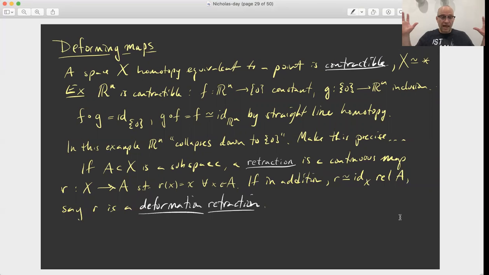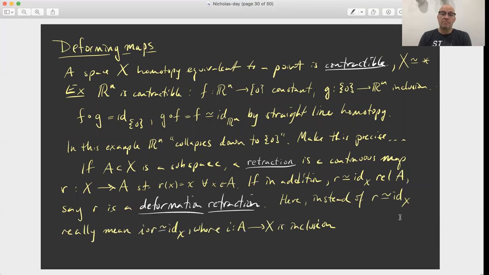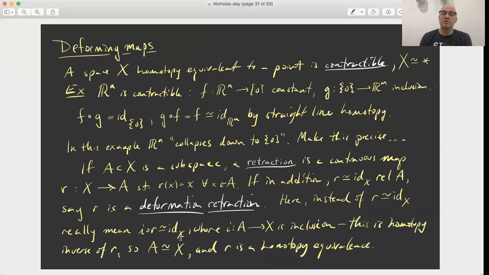And if that collapsing down to A is actually homotopic to the identity, think about doing the homotopy from the identity down to that retraction. So we're sort of collapsing the whole space X down to A. Maybe we should be a little more careful here. Instead of writing r as homotopic to the identity, what we really mean is we have the inclusion of A into X, and the composition of the inclusion with the retraction is homotopic to the identity. So here that inclusion is the homotopy inverse of r.